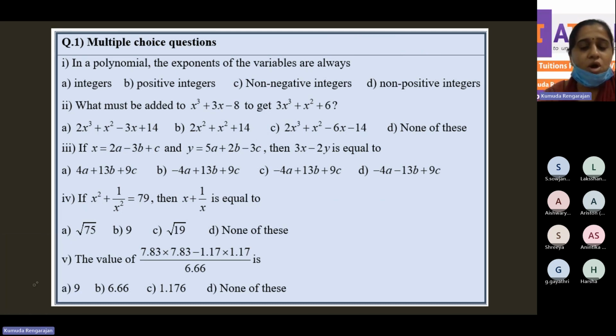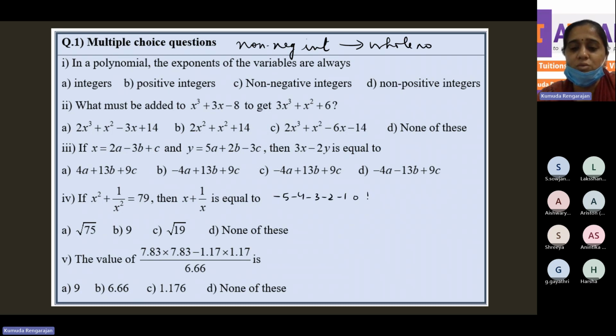Whole numbers are also called non-negative integers. They are synonymous. Both mean the same. Because you can see here, minus 5, minus 4, minus 3, minus 2, minus 1, 0, 1, 2, 3, 4, and so on. Now these are negative. Non-negative meaning it should not be negative. So take away all the negative numbers. The remaining are non-negative. That means they are whole numbers.